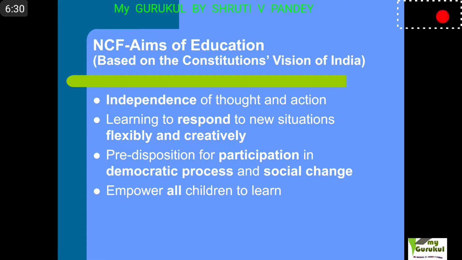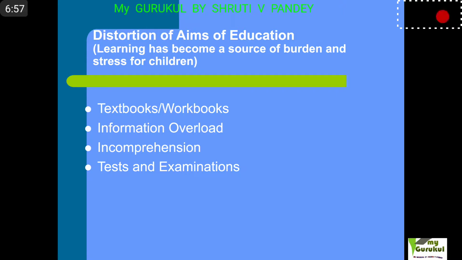NCF aims of education are based on the constitutional vision of India: independence of thought and action, learning to respond to new situations, flexibility and creativity, predisposition for participation in the democratic process and social change, and empowering all children to learn. Distortion of aims of education: learning has become a source of burden and stress for children, due to textbooks, workbooks, information overload, incomprehension, tests and examinations.